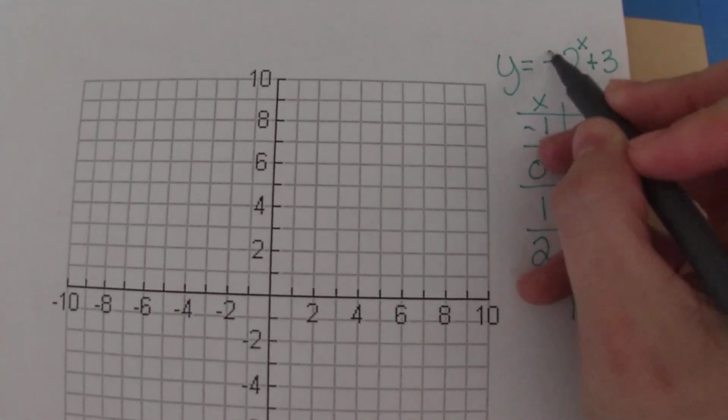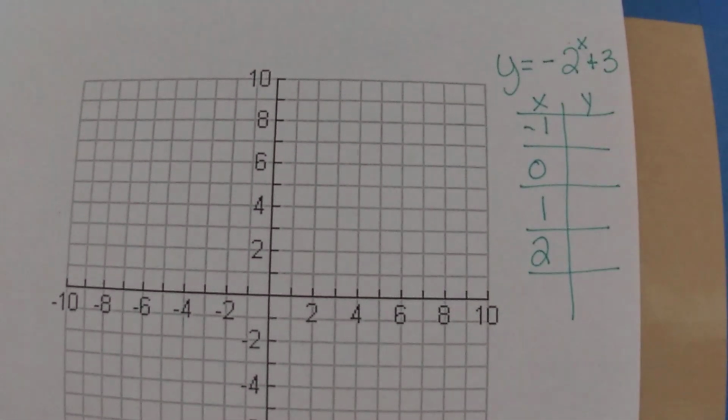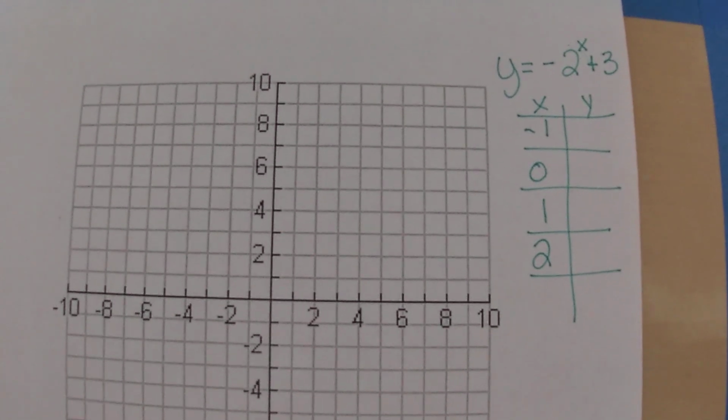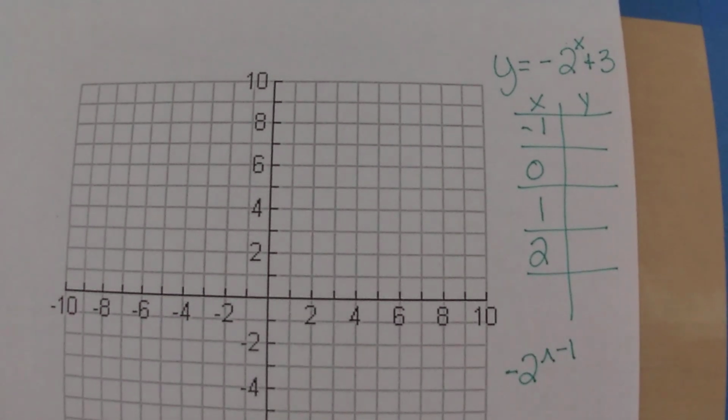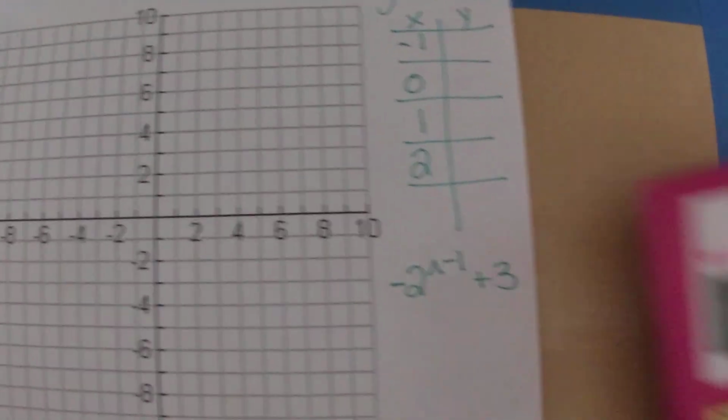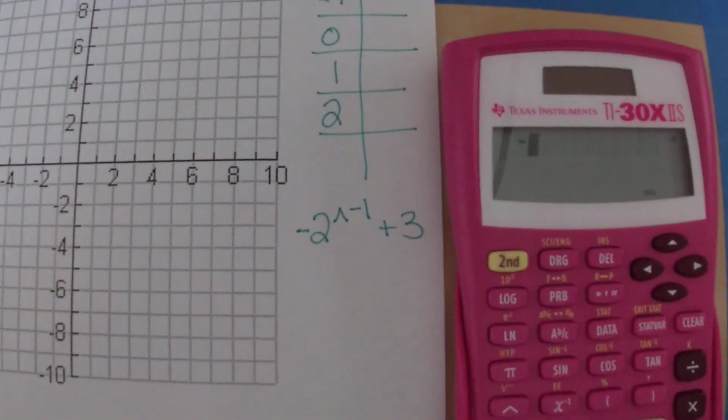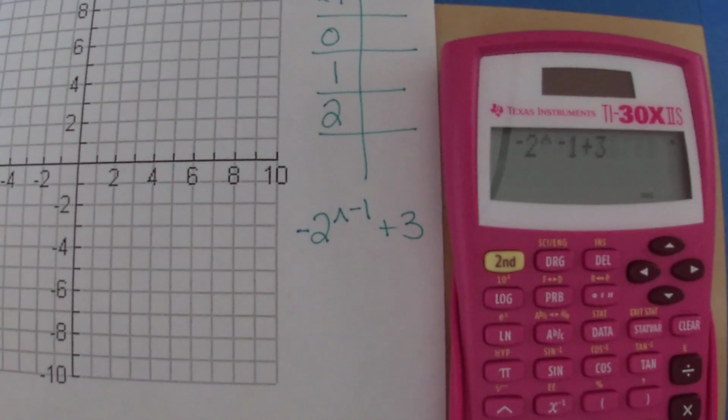Now, keep in mind, this negative is not in parentheses with that 2. So what I really want is just like I see it, a -2 and then an up caret -1 plus 3. So when I'm putting that in my calculator, -2 up caret -1 plus 3. And I get out 2.5.